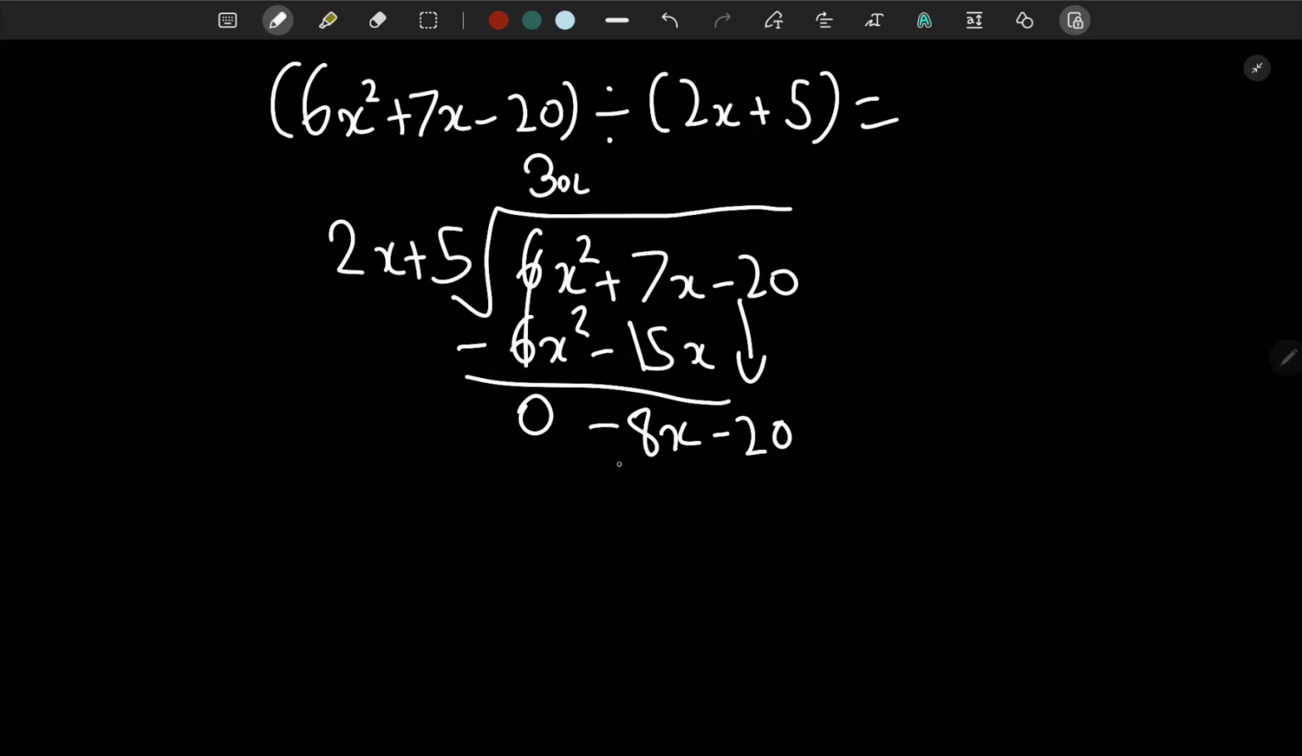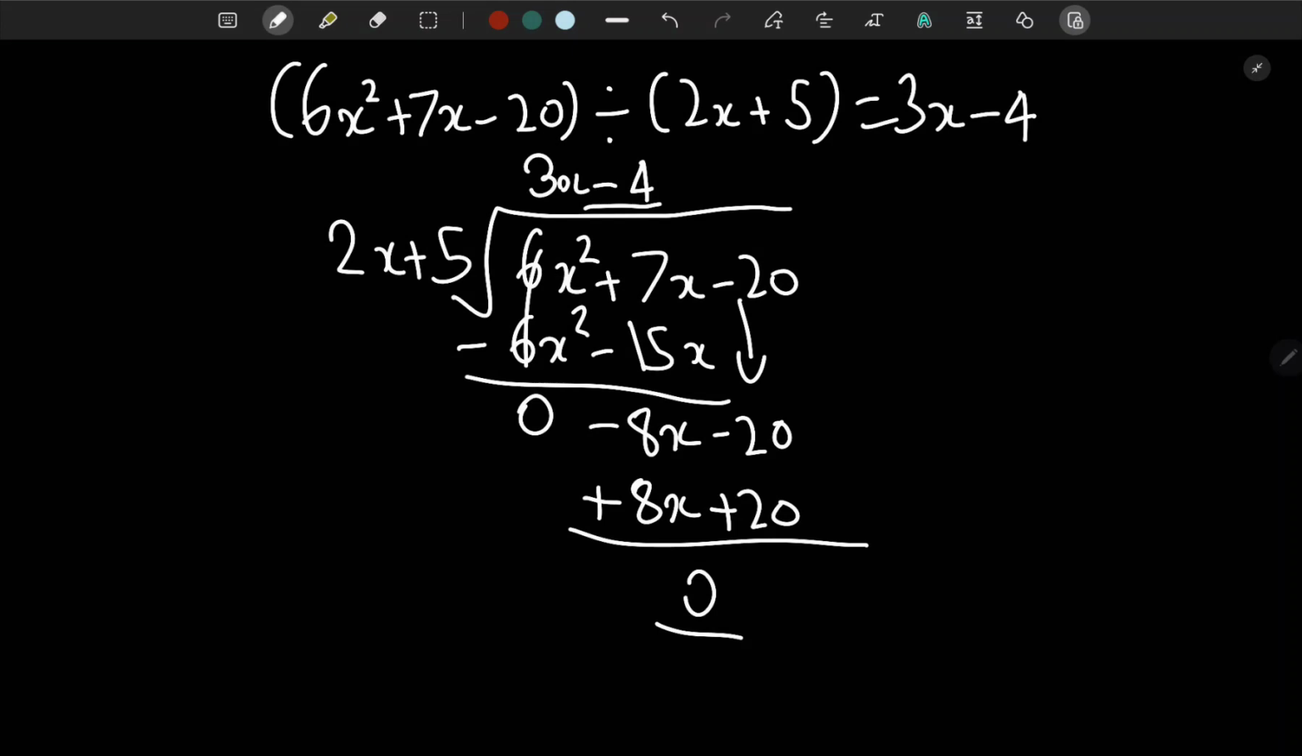And now what is minus 8x divided by 2x? That's going to give us minus 4. Now again you multiply minus 4 with 2x, so that's going to give us minus 8x. See, you'll always get the same element here. And now minus 4 multiplied by 5 will give you minus 20, and switch the signs now. So plus and plus, and this entire thing will be cancelled out. So we have again a remainder of 0, and the final answer is 3x minus 4.